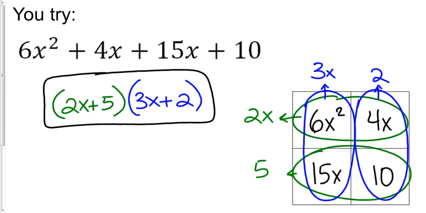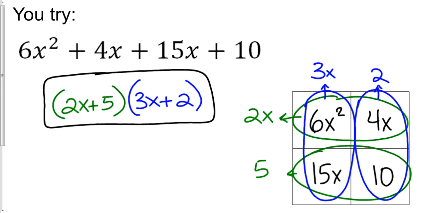Lastly, we're going to find our second factor. We look at the columns now, so 6x squared and 15x. They're both divisible by 3, and they share an x. So we pull out a 3x from that first column. Next, we have the 4x and the 10. Those are both divisible by 2, so we pull a 2 out. So our second factor would be 3x plus 2.